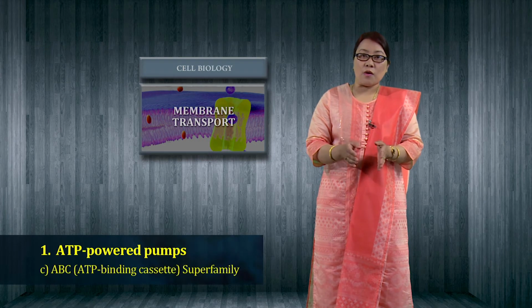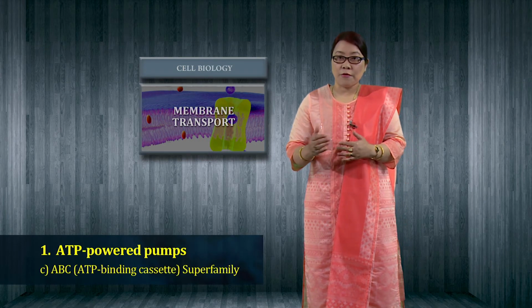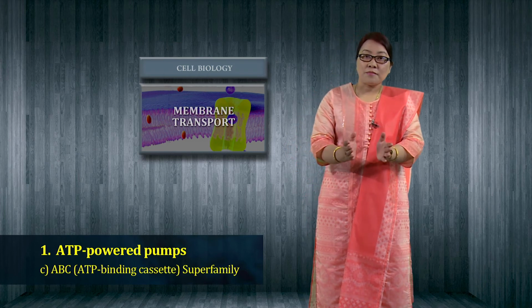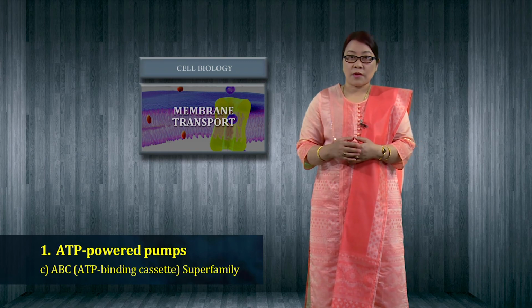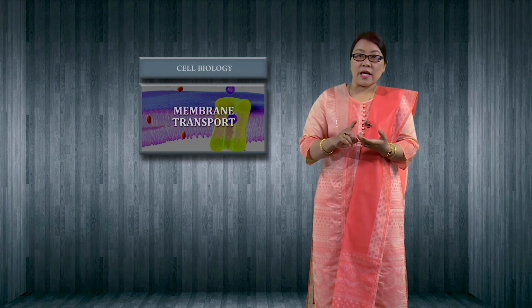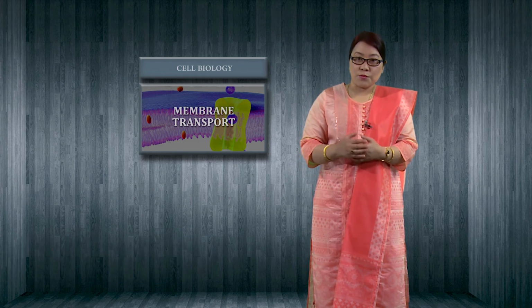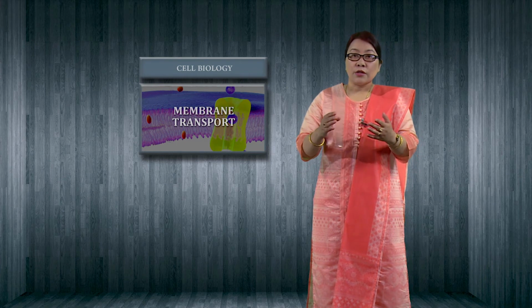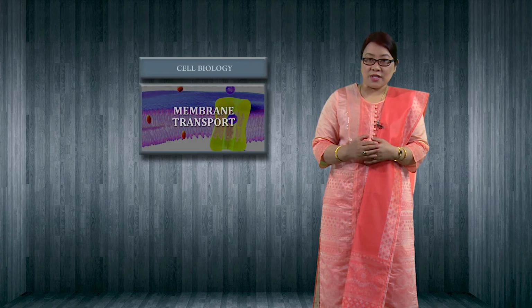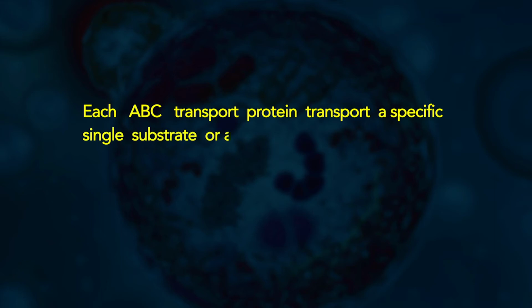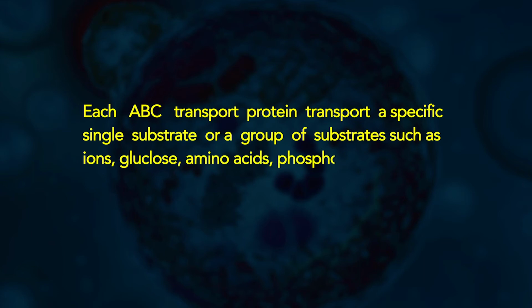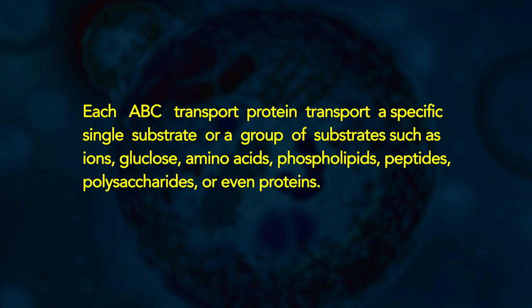Next are the ABC or ATP binding cassette superfamily. This class of pumps have a general structure consisting of 4 core domains, 2 transmembrane domains that form a passageway for transporting molecules across the membrane and two cytosolic ATP binding domains. Each ABC transport protein transports a specific single substrate or a group of substrates such as ions, glucose, amino acids, phospholipids, peptides, polysaccharides, or even proteins.